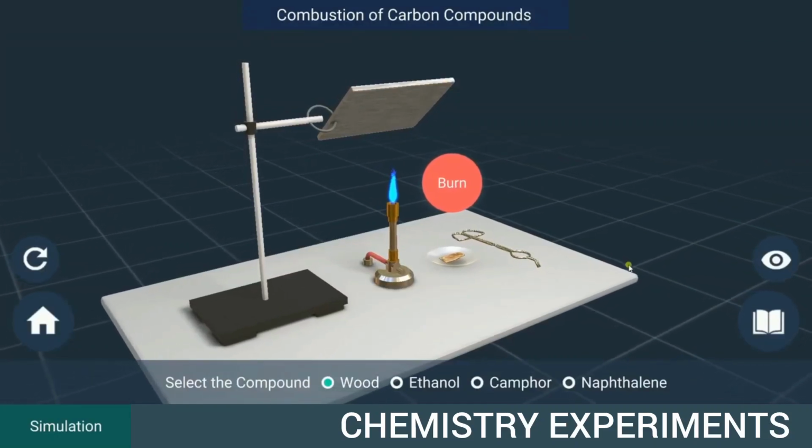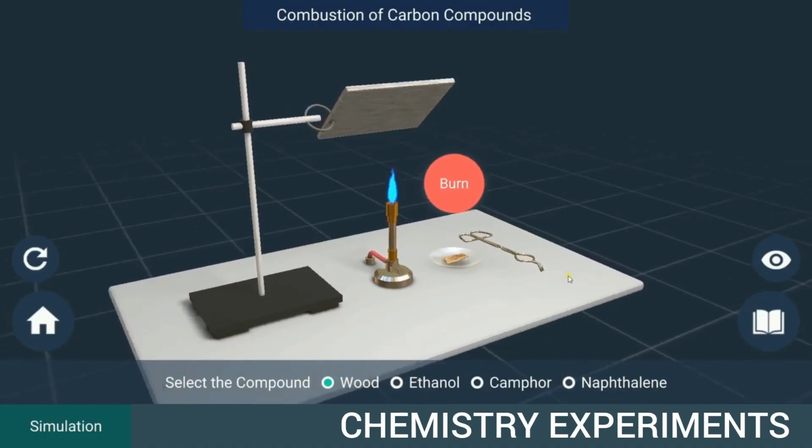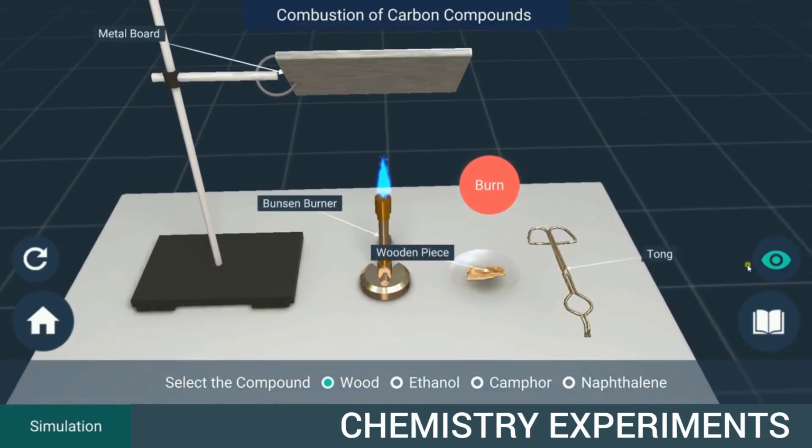Let's study the combustion of carbon compounds and understand the nature of flames through an activity. For this, we have taken wood, ethanol, camphor and naphthalene. Take a wood piece using tongs and burn it.